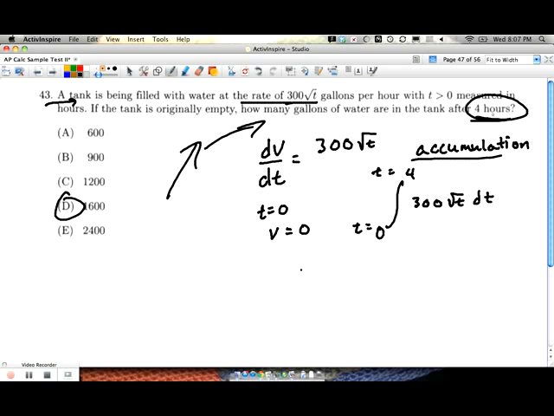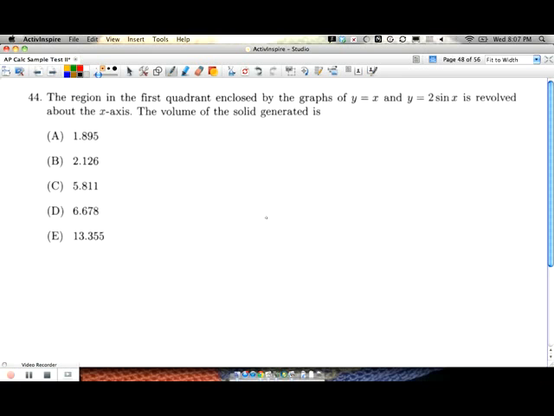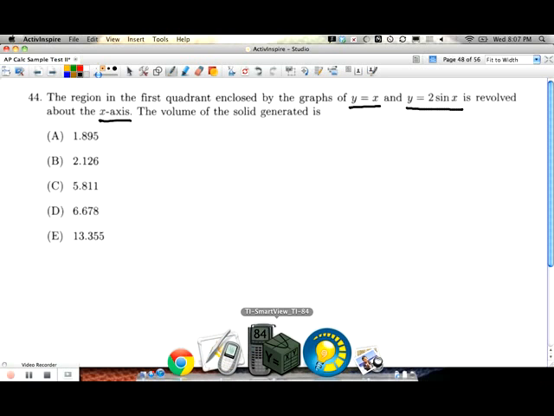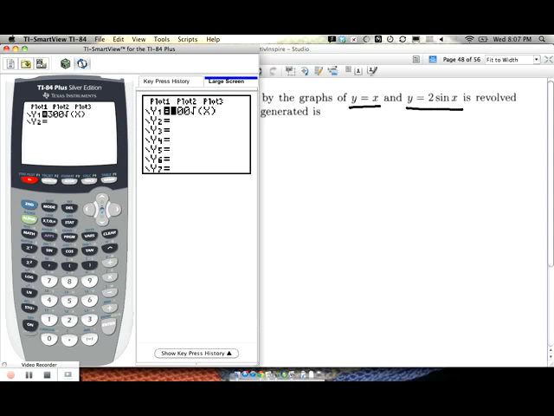How many gallons after 4 hours? 1600 gallons. 44. The region in the first quadrant enclosed by the graphs y equals x, y equals 2 sine of x is revolved around the x-axis. The volume of the solid generated is, wow. See how each of these are not even in terms of pi? That means we're definitely going to have to use our calculator for this. Let's go and see what we got.